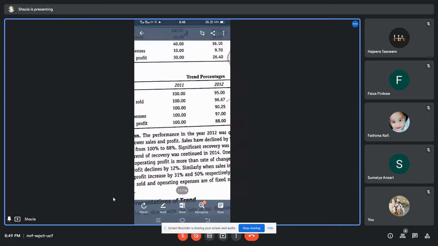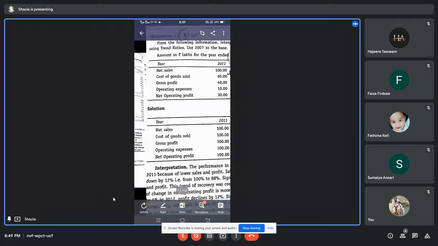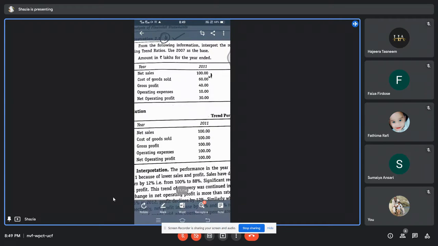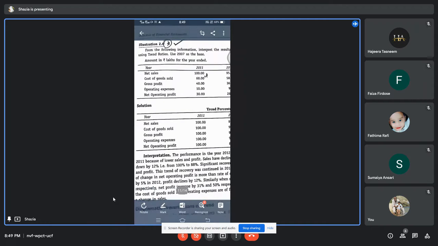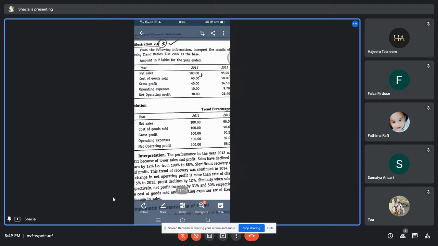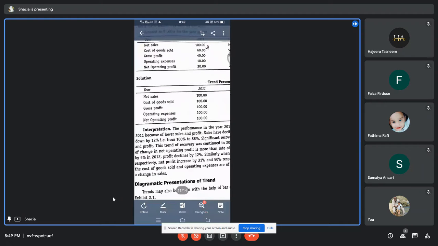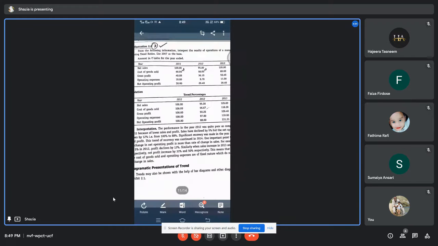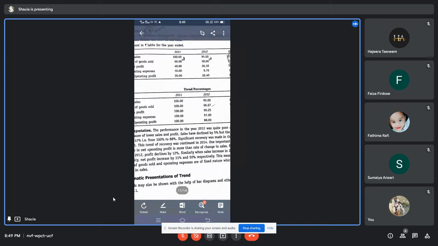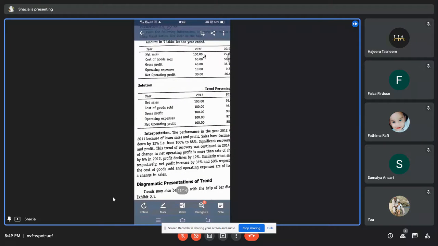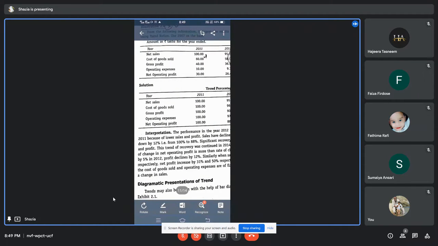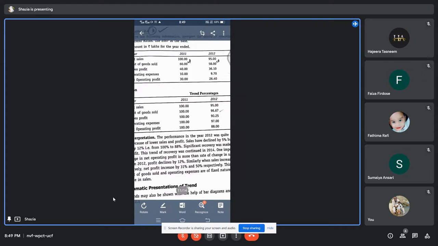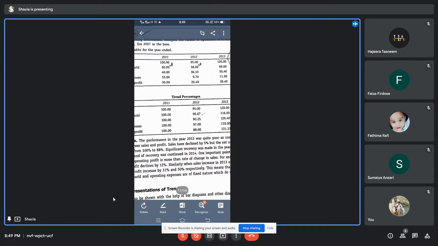See here what they have given. What was the net sales for you? 100 minus cost of goods sold is gross profit 40. Out of this they have deducted the operating expenses. The remaining net operating profit is 30. So here you don't have to subtract or add anything. Directly you just do the percentages. For 2011, all the items we have taken as 100, because it is mandatory. Only for the following years we have to calculate the percentage.